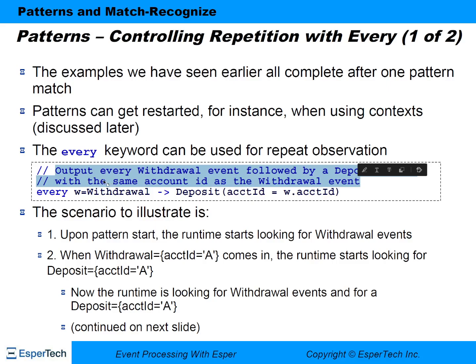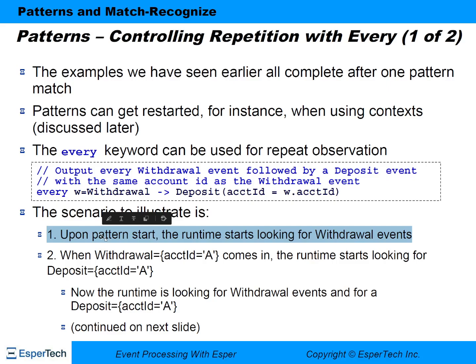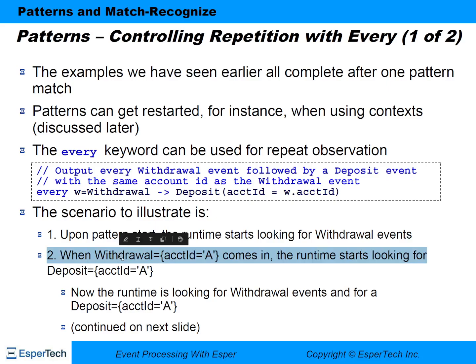The pattern is every W equals withdrawal followed by deposit parenthesis account ID equals W dot account ID. The scenario to illustrate is: upon pattern start, the runtime starts looking for withdrawal events. When a withdrawal with account A comes in, the runtime starts looking for a deposit with account A. Now the runtime is looking for withdrawal events and for a deposit with account A.